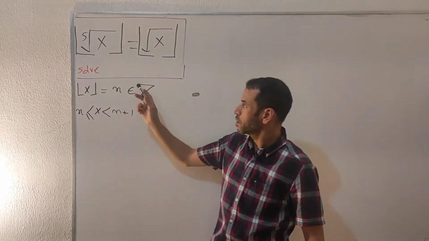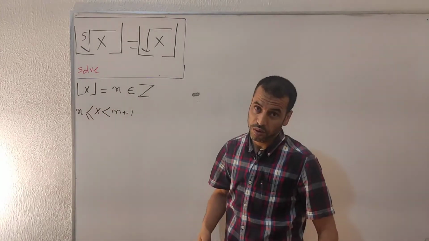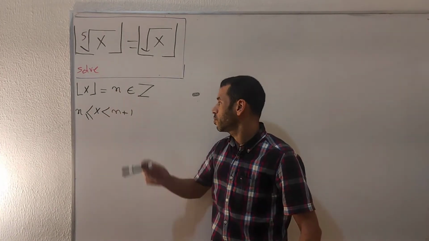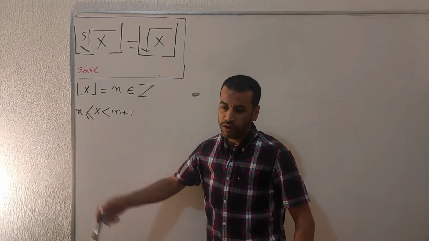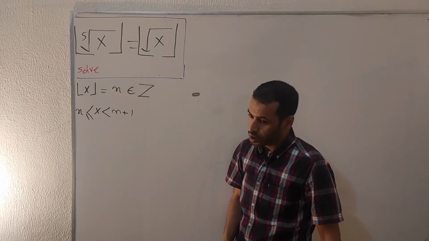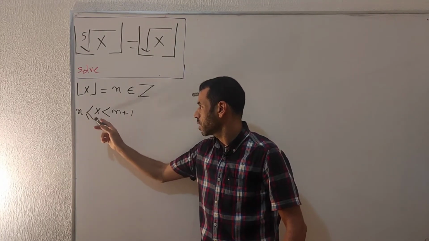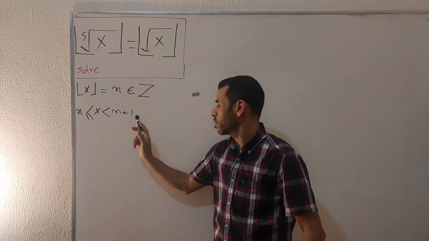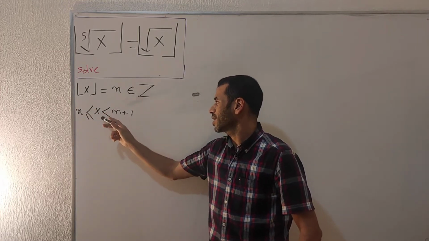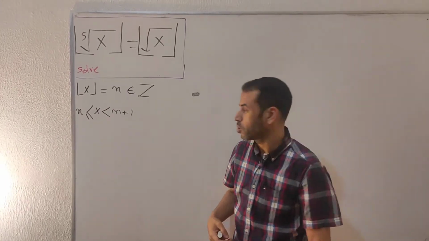So as you know, x is a real number, but the floor of x is an integer. The integer could be positive, it could be negative, okay? So by the definition, the floor of x is an integer that is less than or equal to x. So here is the following inequality: x is between n and n plus 1. X is greater than or equal to n, but not equal to n plus 1. So there is another extra piece of information about this one.